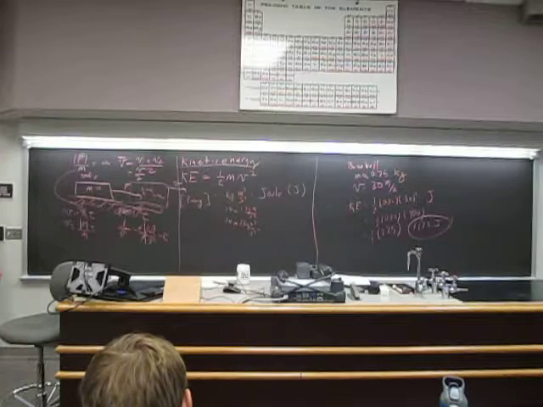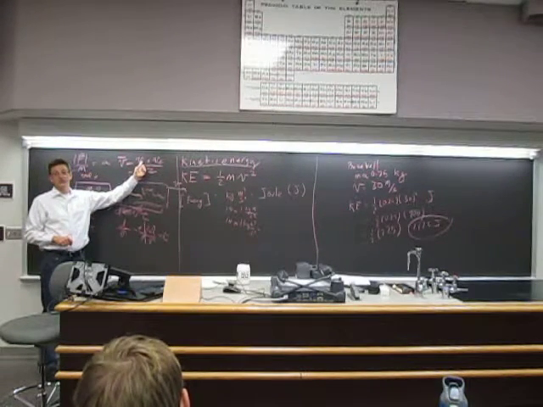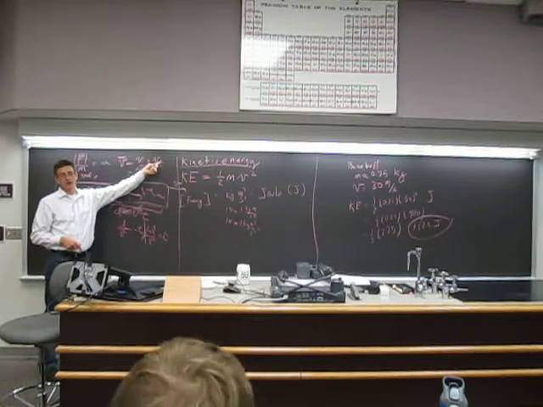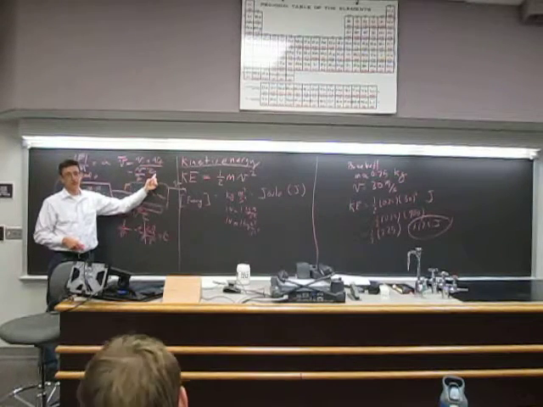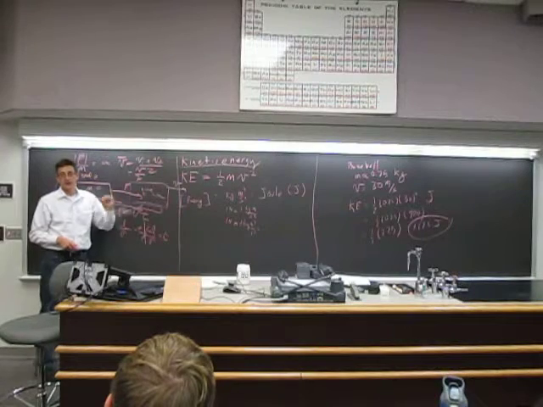How did you get V over 2 again over there? Well, I had the initial speed is 0. The final speed, the speed V that I'm talking about. The average speed would be those two things divided by 2. And that just gives you V over 2.